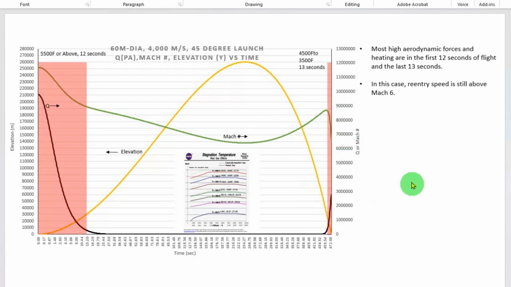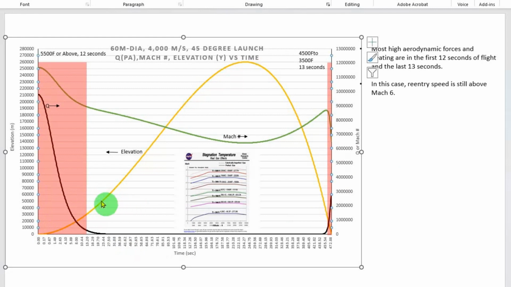So on this hypothetical projectile, we're going to see huge aerodynamic forces at 10 megapascals for roughly the first 12, 13 seconds. We're up in the high Q range. When we hit about 50 kilometers in elevation, less than 20 seconds into the flight, the Q goes down to almost nothing. So there's almost zero aerodynamic force until it starts to re-enter.